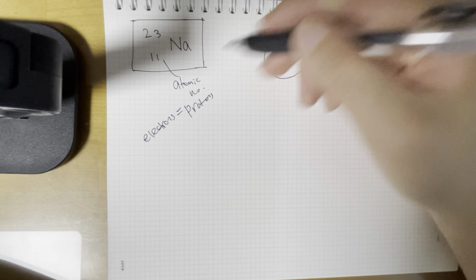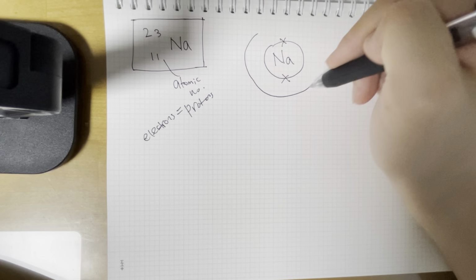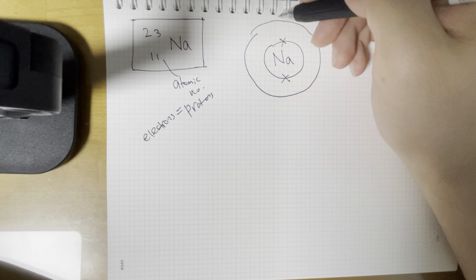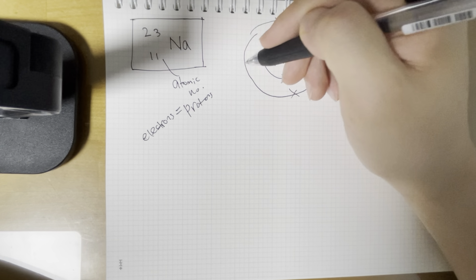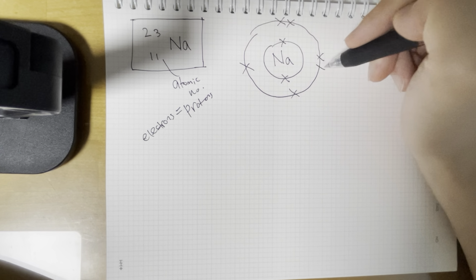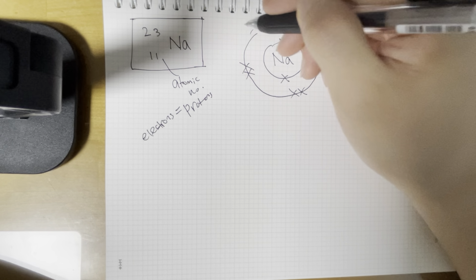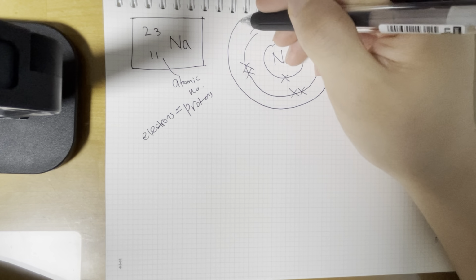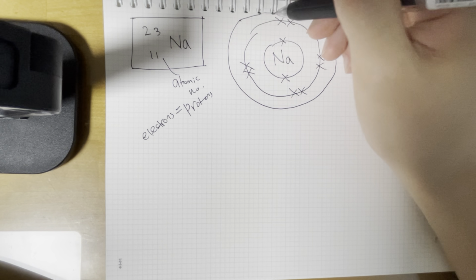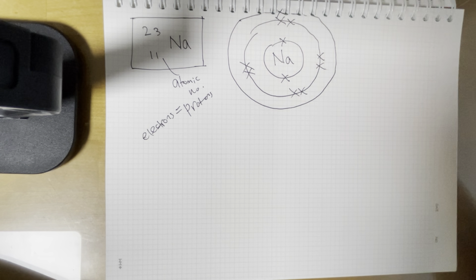11 protons in the nucleus and 11 electrons. So 1, 2. Second shell. Remember, the first shell can only hold 2. 3. 1, 2, 3, 4, 5, 6, 7, 8, 9, 10. So we drew 10, and we need 1 more. Oops, I'm running out of space. I should have accounted for this. I regret this. Anyways, there's going to be another electron here.